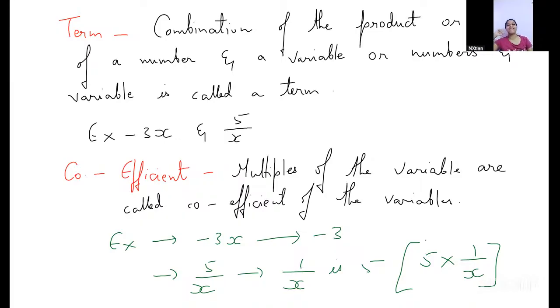Okay. Now, moving on. Understood how the coefficient of 1 by x is 5? Yes, because when we break down 5 by x, we can see that it is in the form of 5 multiplied by 1 by x. And we know that the number in the term is always the coefficient of the variable. What is the variable here? x is the variable. And what is the number? 5. So 5 is going to be the coefficient of 1 by x. Okay, understood? Yes, ma'am.